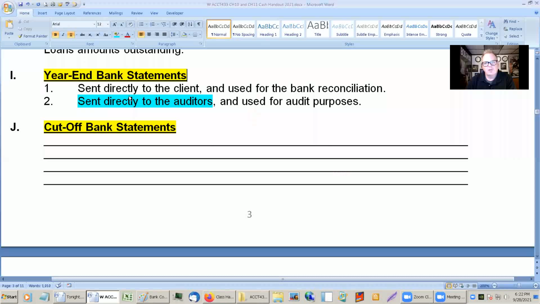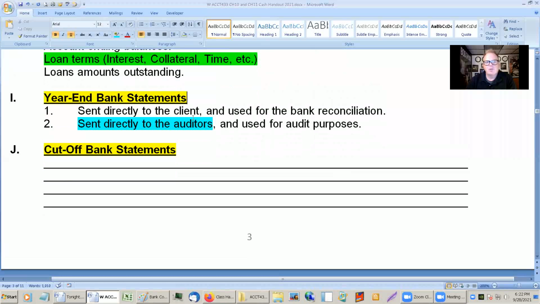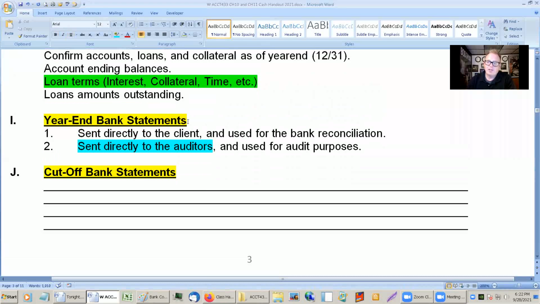So a bank statement, obviously the client gets a bank statement, but then as auditors, we require the bank to send us a bank statement directly. Just to make sure that we're recording everything correctly and that it's not being altered. Yeah, no, I think you're on the right track. They could alter it. Correct.